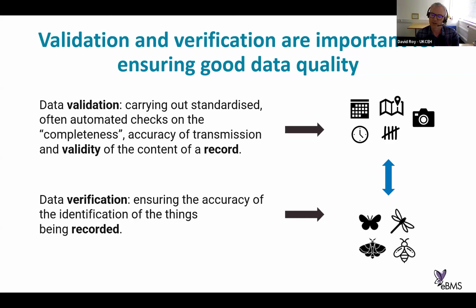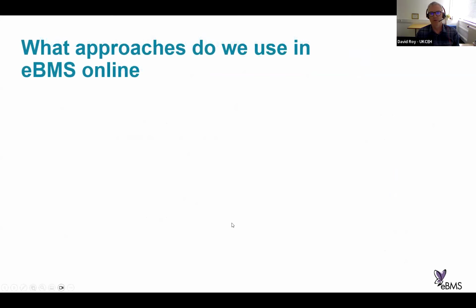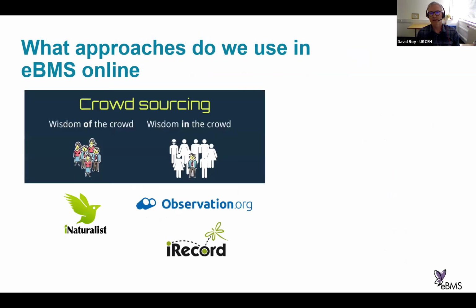To put a confirmation on a species record, you need to know information about when and where it was recorded, etc. And often in verification, there's an element of also judging the expertise of the person undertaking the survey. So there are ways that we can also do that. So that's a general approach to the topic.